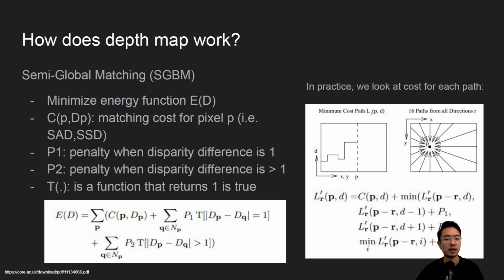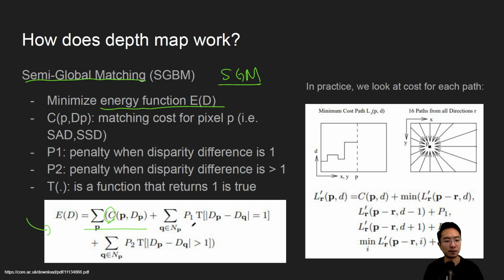To make it a little bit better, there's another method which we call semi-global matching. It's also called SGM. Sometimes you'll call it SGBM, but most commonly you'll see it as SGM. The idea is that it tries to minimize an energy function. The energy function is defined here as a sum of C, where C is the matching cost that we just talked about, and it's a function of your pixel.